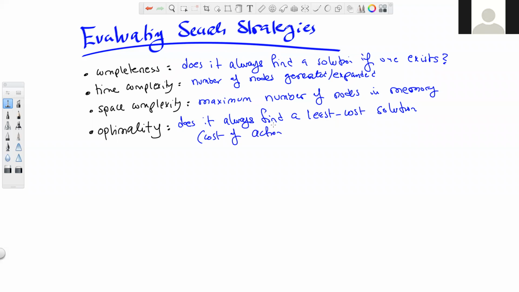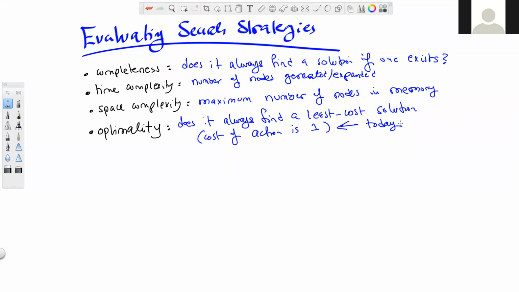We mentioned that you may have arbitrary cost of action, but today the cost of an action is going to be 1. Okay, so I hope this is clear. Everything we're going to do, we're going to rank on these 4 criteria.